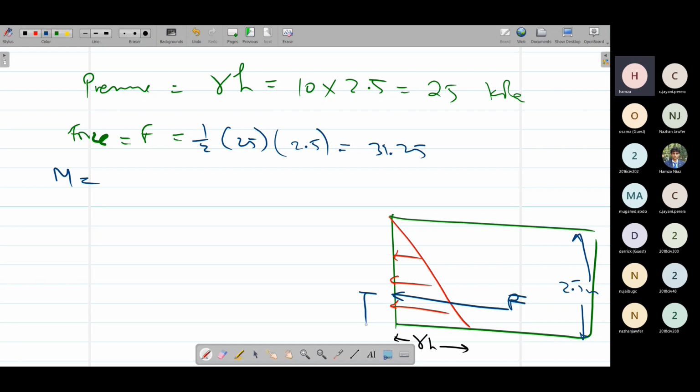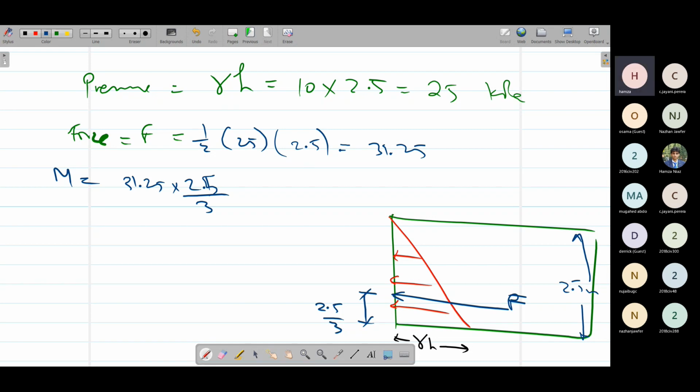The last thing we calculate is the moment. The moment is simply force times the moment arm. This moment arm is 2.5 over 3. So force 31.25 into 2.5 over 3. So we calculated the pressure, the force, and the moment arm directly for one way. For one way, it is simple. We can just calculate these values directly.